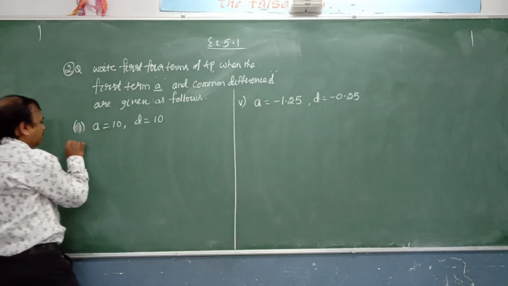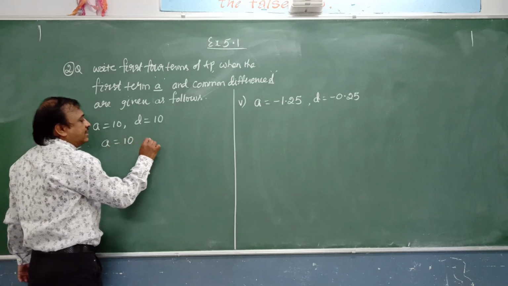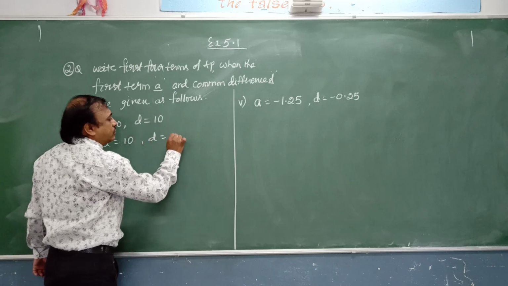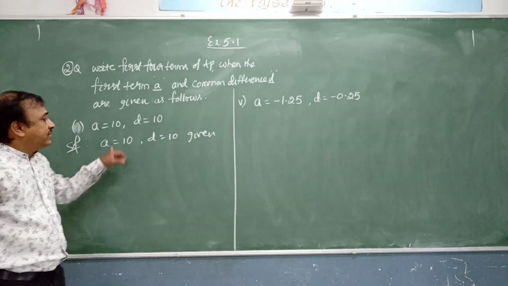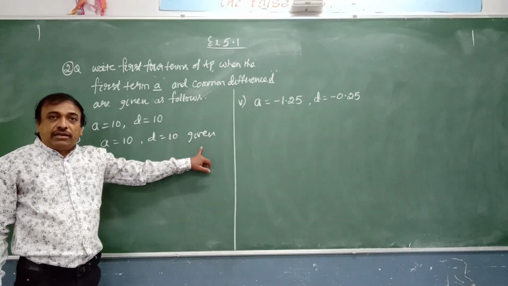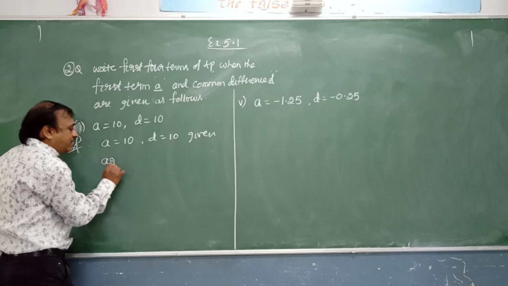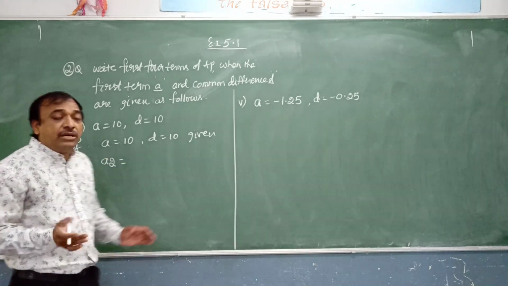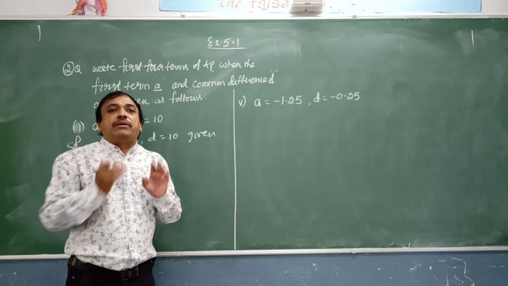So here, solution: A is equal to 10 and D is equal to 10 is given. That means the first term is A, and the common difference D is also 10. Now we are going to find the second term A2. Remember, we are not using the formula here. We are just directly writing by adding the common difference.